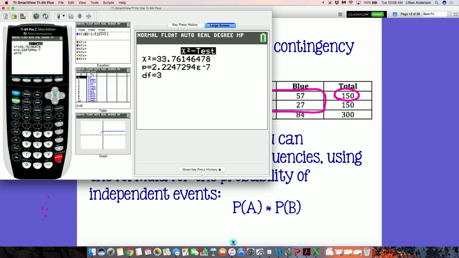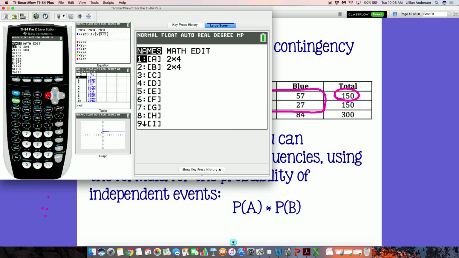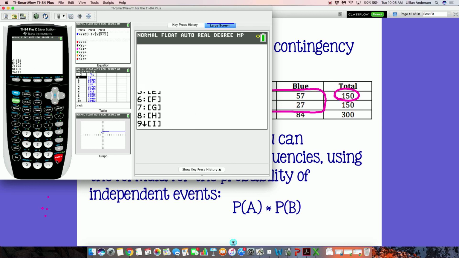Wait, so for B, I never entered the expected. Yeah. See, the thing is that with the calculator, we don't have to enter the expected table. Now, if you actually go back to your matrix and you go over to B, you see that? Remember, I didn't have anything in B. What the calculator does is it actually goes in matrix B. Weren't those our expected values? So in your calculator, it does it for you.